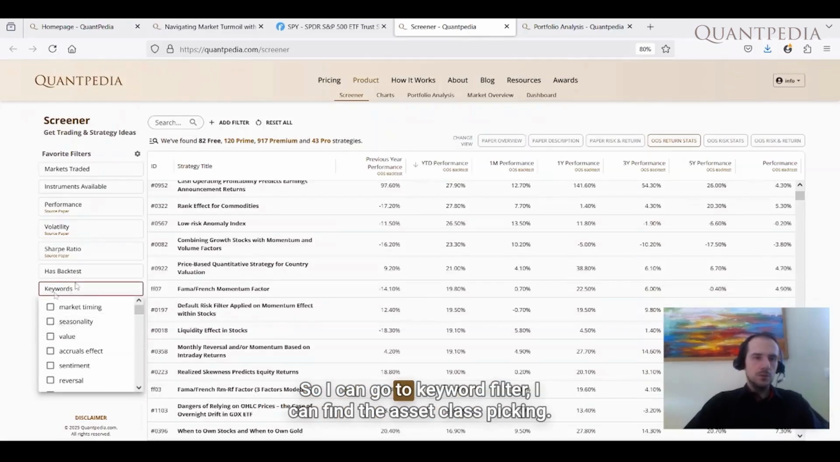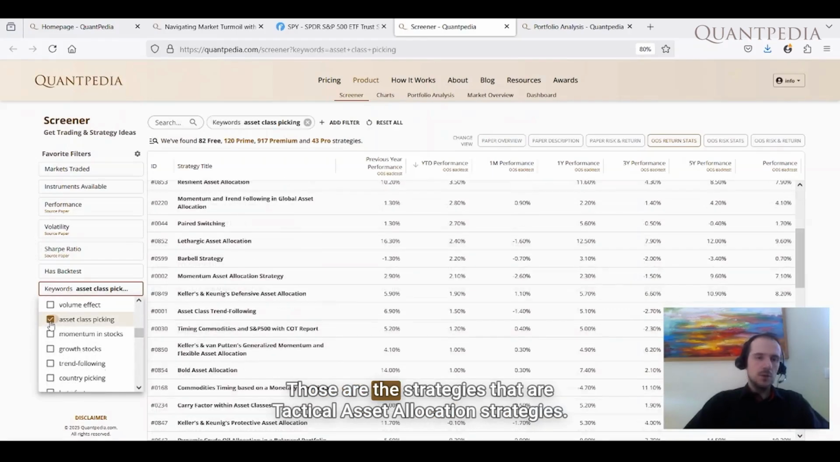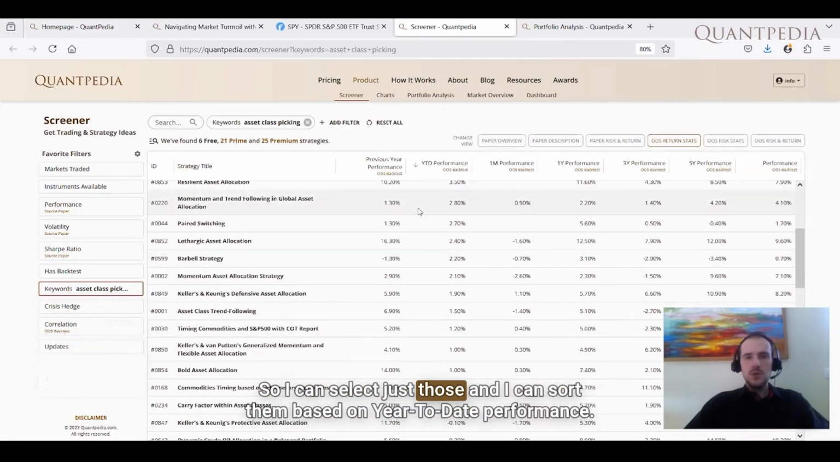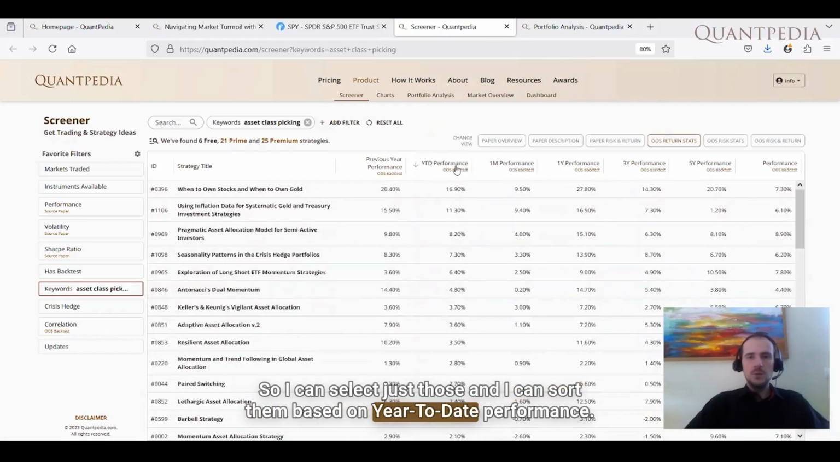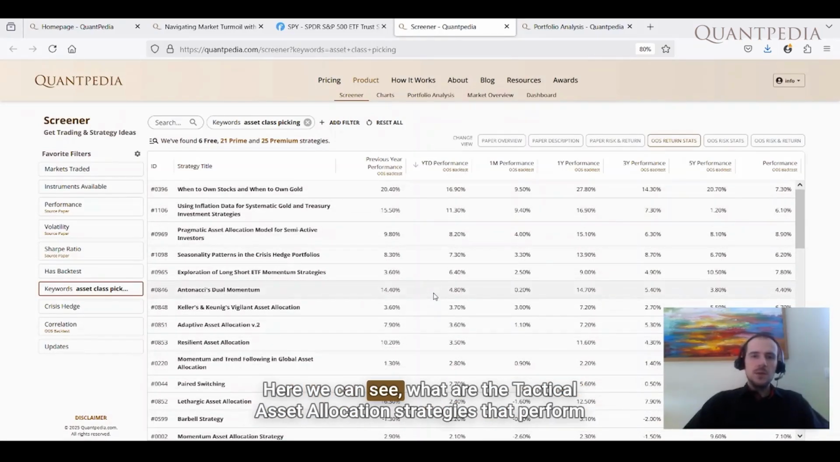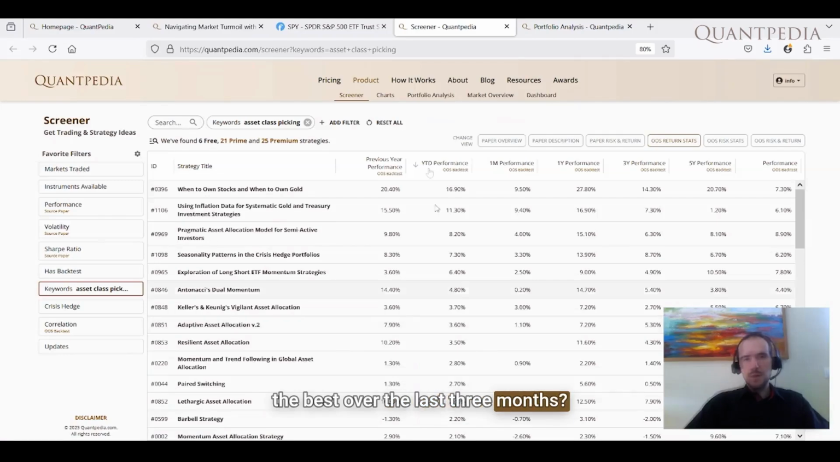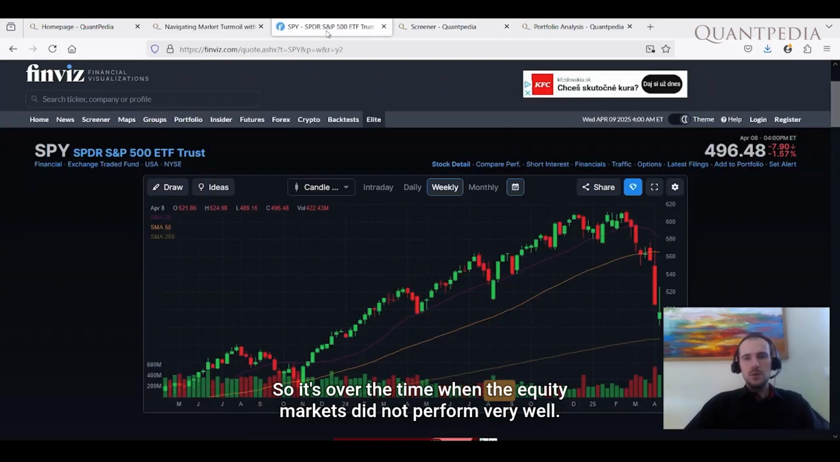So how can we do that? I can go to the keyword filter and find asset class picking. Those are the strategies that are tactical asset allocation strategies. So I can select just those, and I can sort them based on year-to-date performance. And here we can see which tactical asset allocation strategies perform the best over the last 3 months, so over the time when the equity markets did not perform very well.